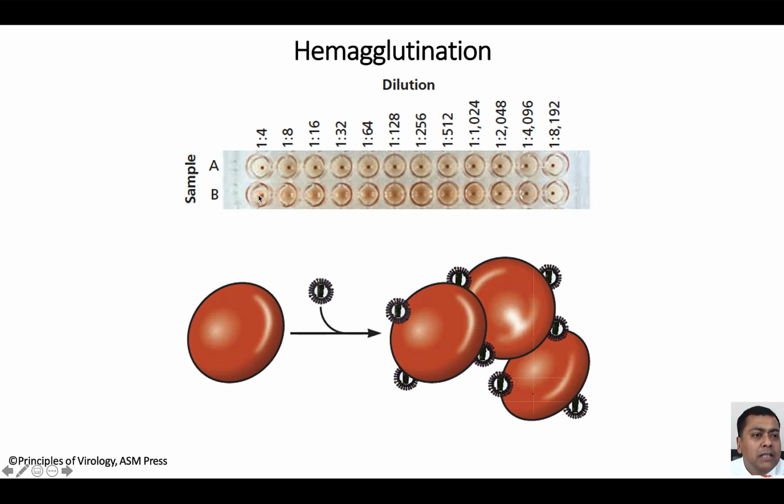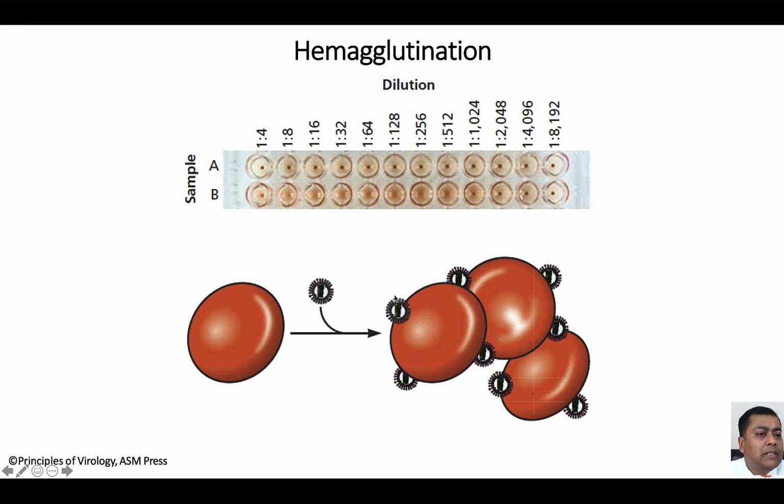Now, in a high concentration, it digests the glycoprotein, which is the N-acetylneuraminic acid or the sialic acid, and now you do not have any of those at a higher concentration.